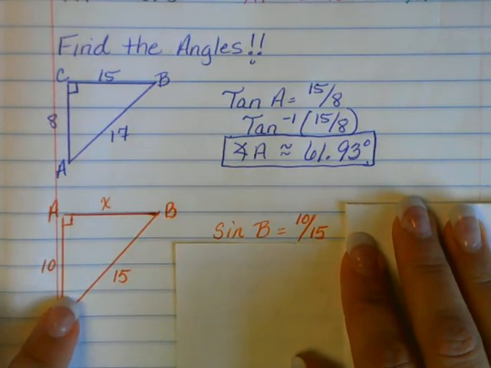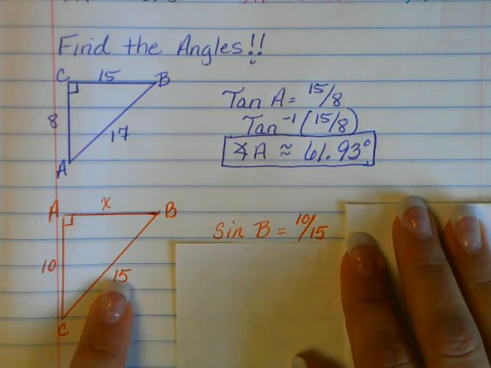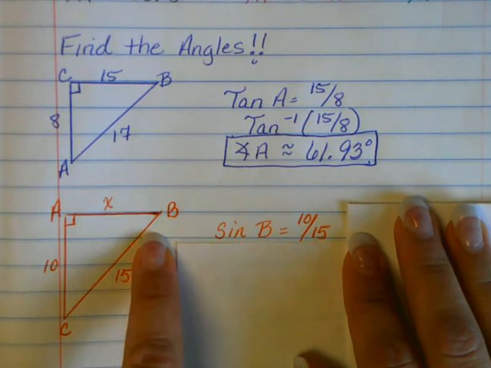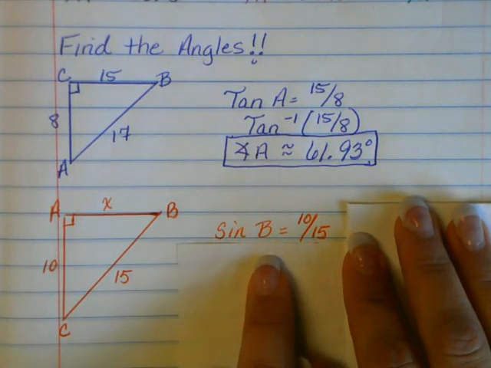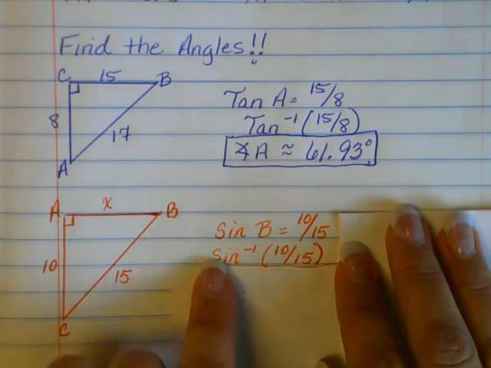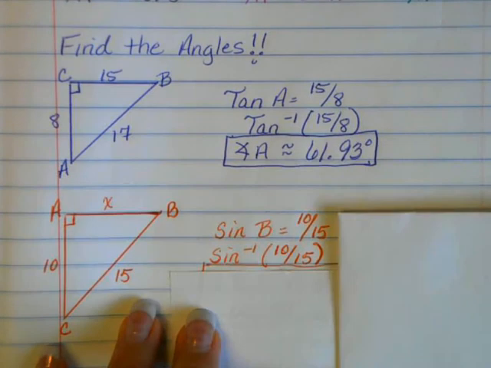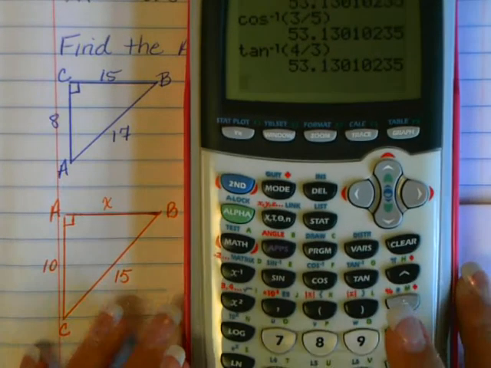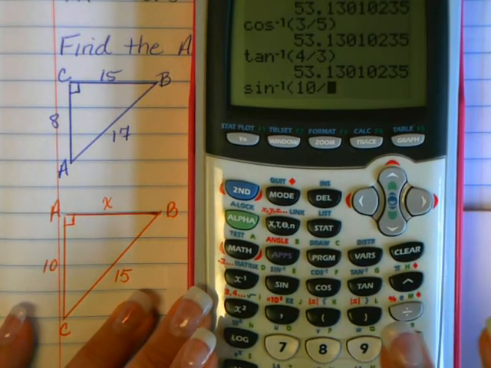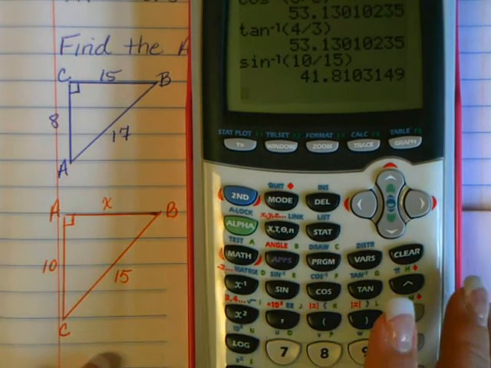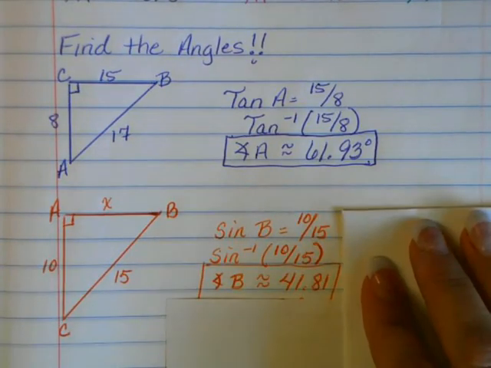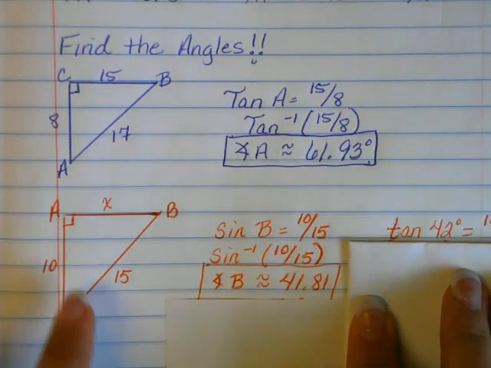I can either use cosine to find an angle, because I have adjacent over hypotenuse for C, or I could use sine of B because I have the opposite over the hypotenuse for angle B. That's the one I've chosen here: sine of B equals 10 over 15, which means I don't have an angle, so I've got to use inverse sine of 10 over 15. I put it in my calculator by pushing second, then the sine button, and I believe it was 10 over 15. Close my parentheses, and I get 41.81, or about 42 degrees.